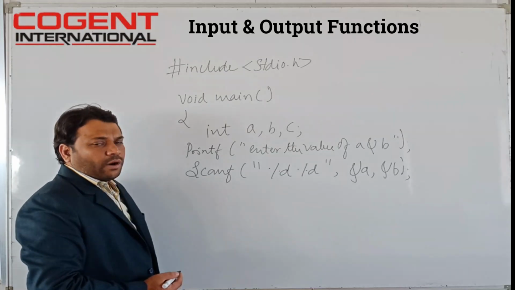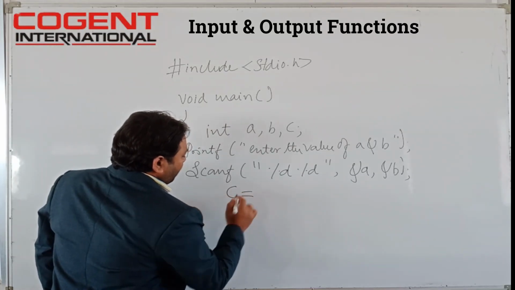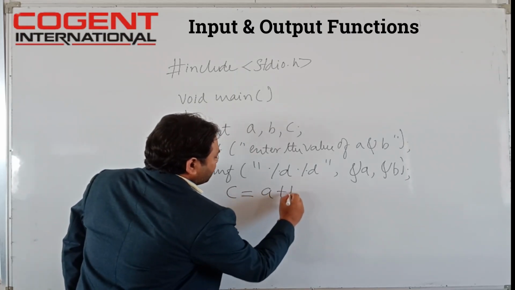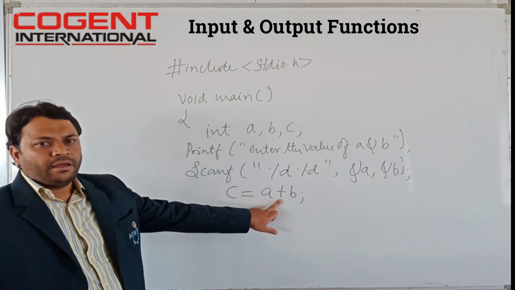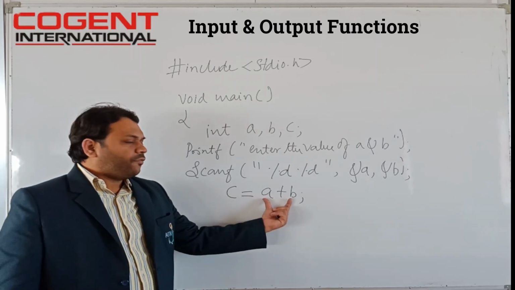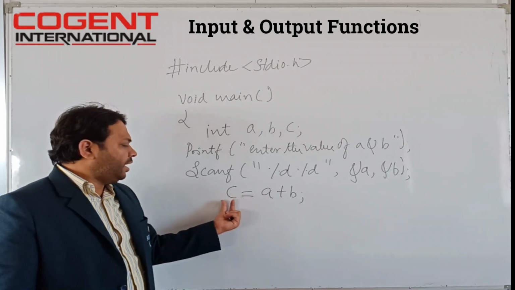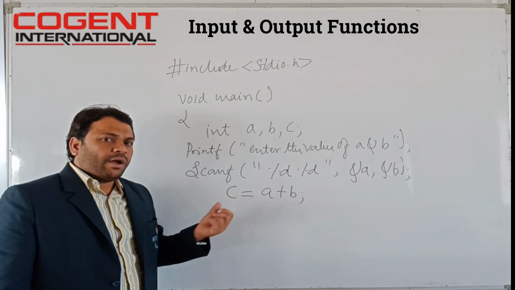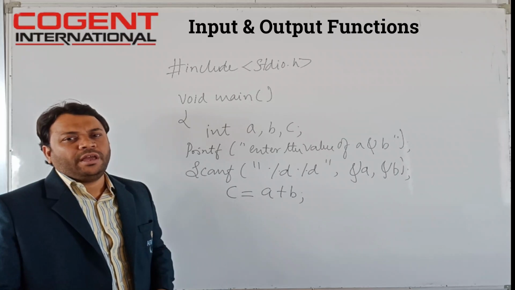To do that, I am going to use another variable c and the assignment operator. Then I will perform the addition of a plus b. This is the arithmetic operator plus, which will perform the addition between a and b, and the result will be stored into c. Now the result is stored into c. Now I want to print this c value, so I want to display this value onto the monitor.